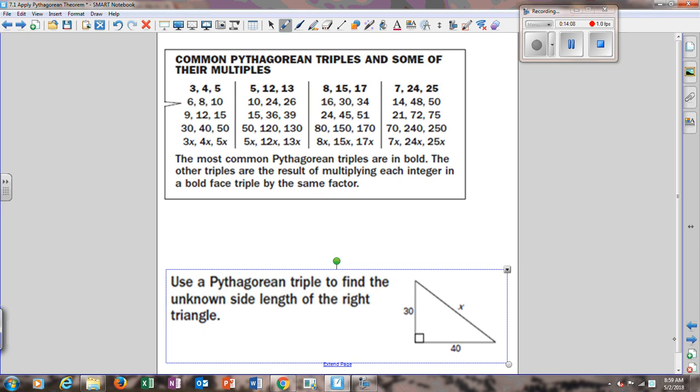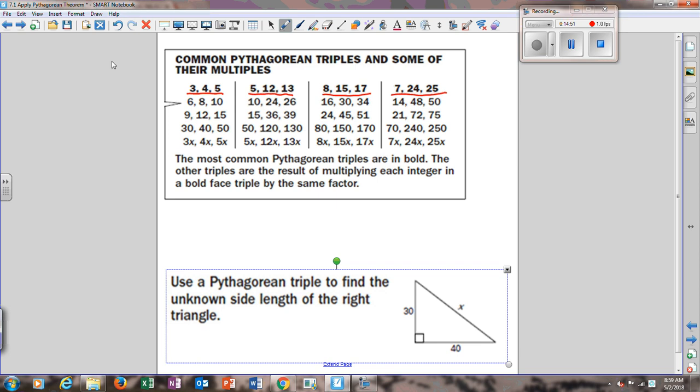Okay, here's an important thing to know. These are called Pythagorean triples. And so you have 4 basic Pythagorean triples. You have the 3, 4, 5, 5, 12, 13, 8, 15, 17, and 7, 24, 25. Then you have multiples of those triples. 6, 8, 10. So we just took 3 times 2, 4 times 2, 5 times 2, 3 times 3, 4 times 3, 5 times 3. So we have multiples of those triples as well.